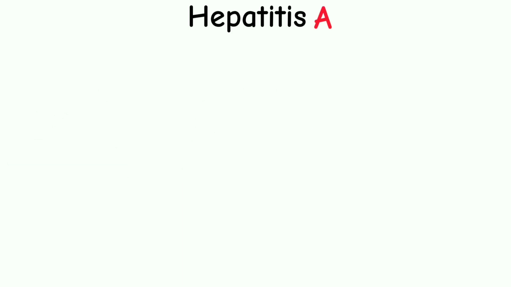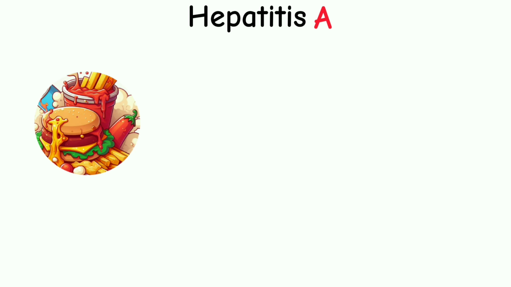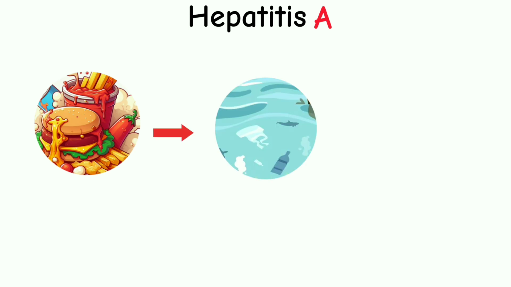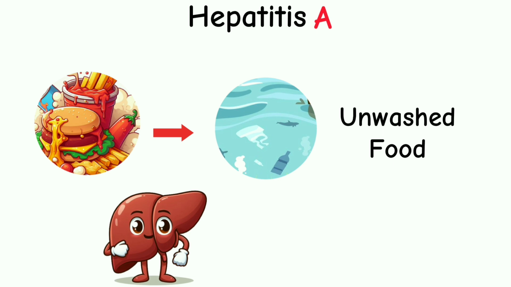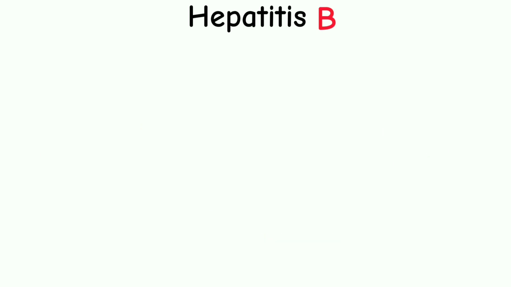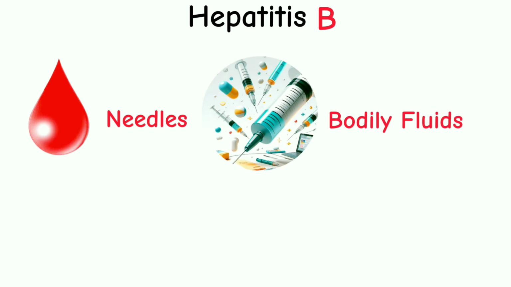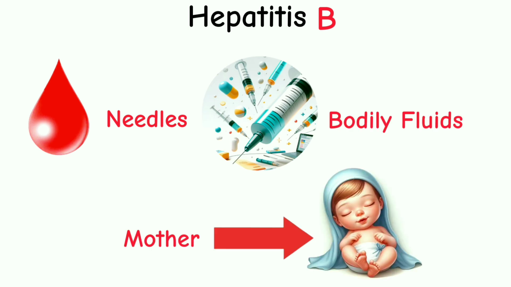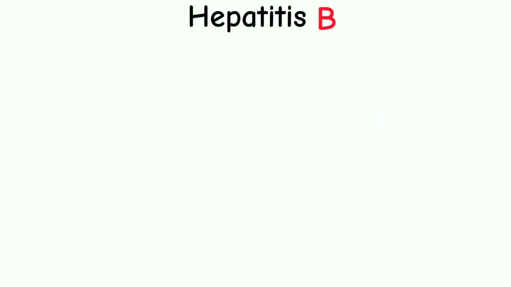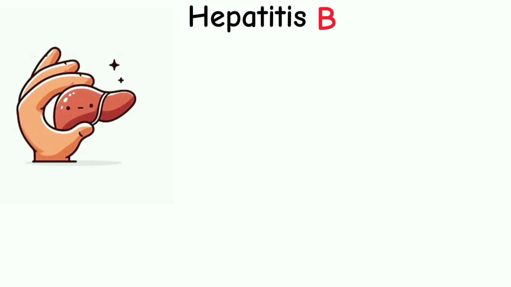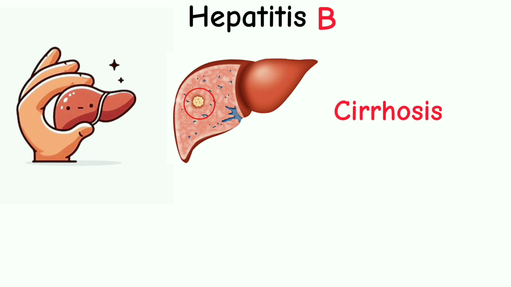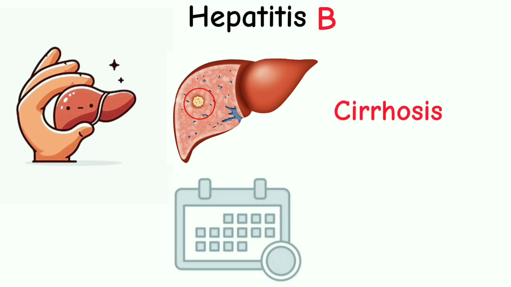Hepatitis A. It is mostly a foodborne illness and can be spread through contaminated water and unwashed food. Hepatitis A is the least likely to damage the liver and completely resolved within 6 months. Hepatitis B. It can be transmitted through exposure to contaminated blood, needles, syringes, or bodily fluids, and from mother to baby. It is a chronic disorder and in some cases may lead to long-term liver damage, liver cancer, and cirrhosis of the liver after many years of carrying the virus.